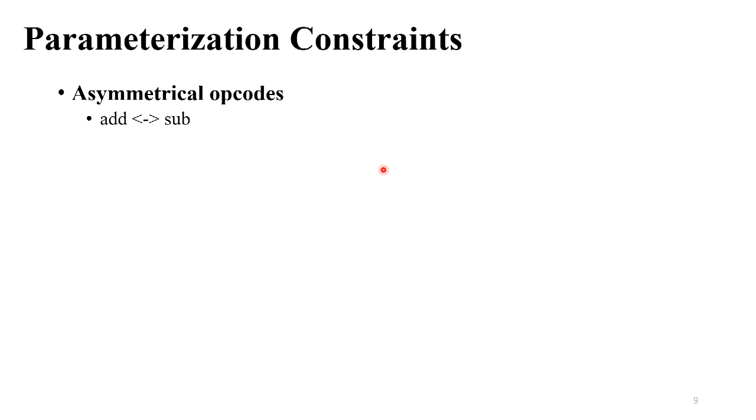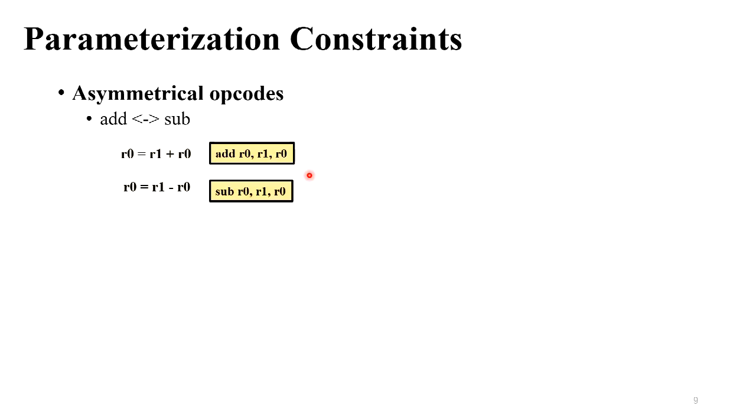In opcode parameterization, there is a constraint that is related to commutativity of the opcode. For example, the ADD operation is commutative while the SUB operation is not. In this example, the ADD instruction performs R0 equal R1 plus R0. The SUB instruction performs R0 equal R1 minus R0.